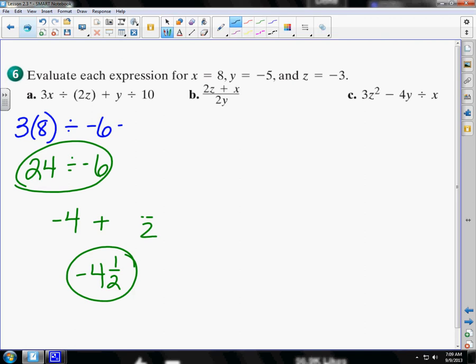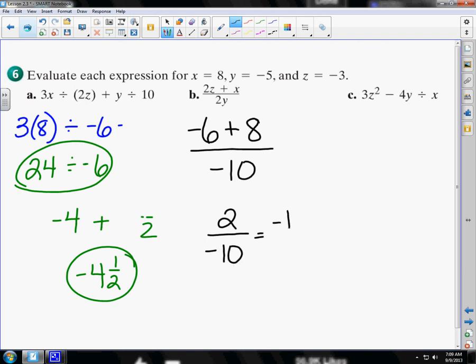is 2 times z, which is negative 3, so that's negative 6, plus x, which is 8, divided by 2 times y, which is negative 5, which would be negative 10. So negative 6 plus 8 would be 2, divided by negative 10 would be a negative 1/5. Remember, you can keep the negative in the top or the bottom. It does not matter as long as there is only one.